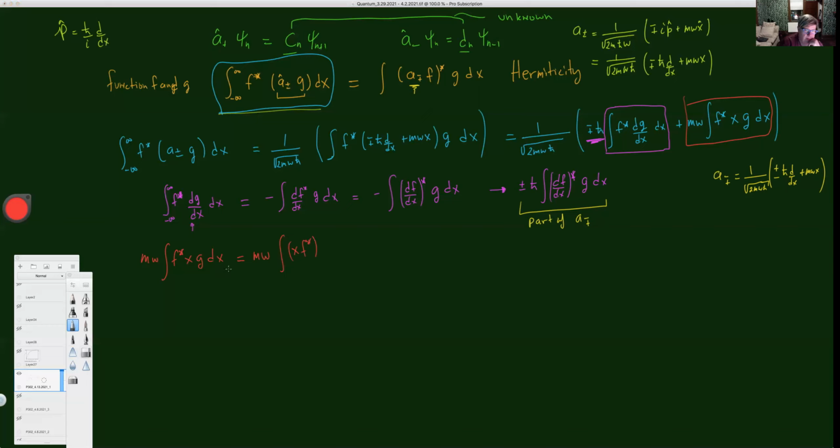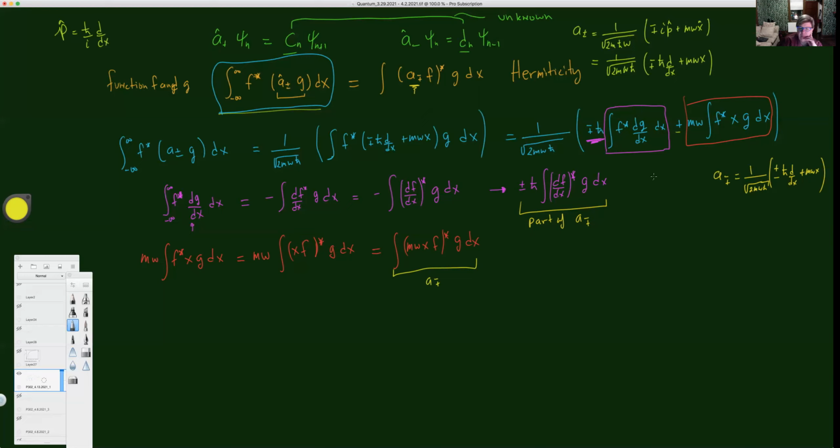Oops, sorry, let me fix that. Okay, and then star, and then g dx. So notice here, this was xg, and now this is going to be x f star. So we have the integral, and I'm bringing the constants back in, m omega x f all star g dx. Now we notice that is the other part of a minus plus. Because remember, in a minus plus, the plus sign on the x part never changes. So we're good, we have a plus sign here.